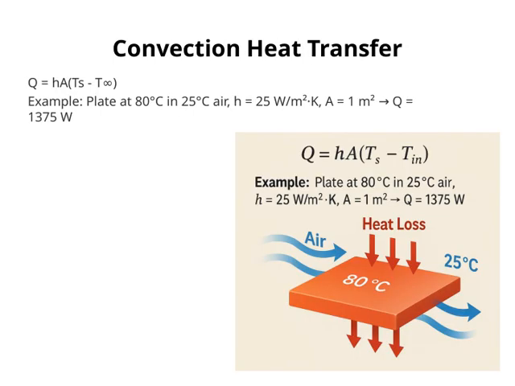Let's talk about convection heat transfer now. The fundamental equation we use is Q equals h times A times the difference between the surface temperature, Ts, and the surrounding temperature, T infinity. Essentially, this tells us how much heat is being transferred through convection based on these variables.